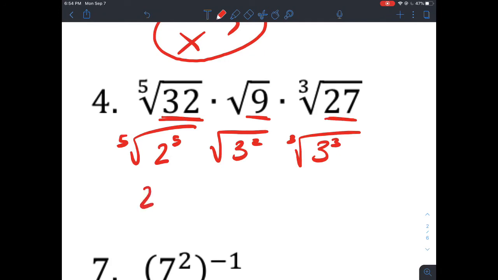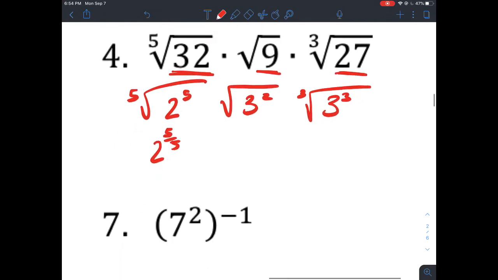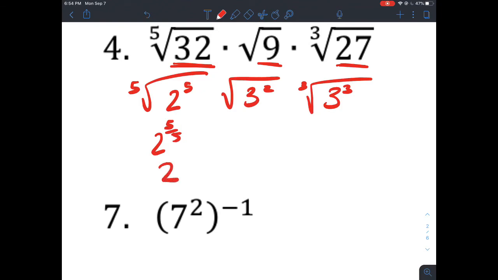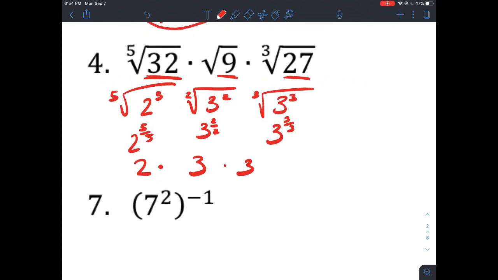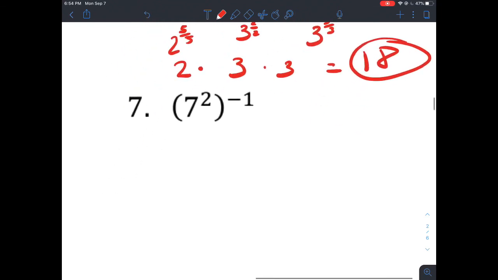Now, when we rewrite this as a power, we would end up with 2 to the 5 over 5, which is the same as 2 to the 1st, or just 2. 3, we get 3 to the 2 over 2. Now, remember, for square roots, this has an imaginary 2 there. 3 to the 1st, we get a 3. Turn this guy into a power, we get 3 to the 3 over 3. 3 to the 1st, we get a 3. So we get 2 times 3 times 3, which would give us 18.